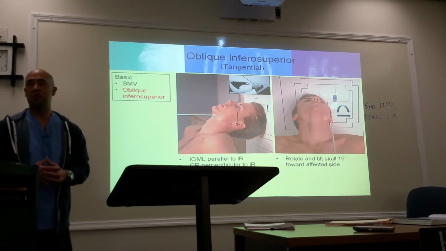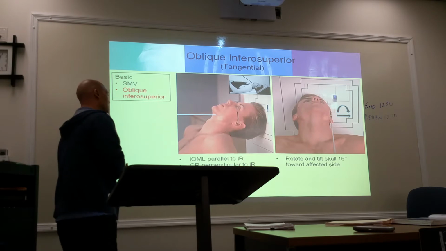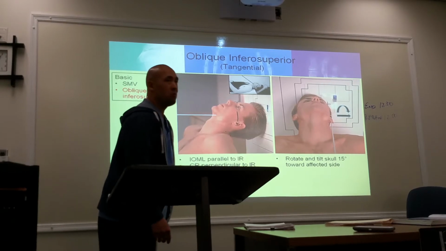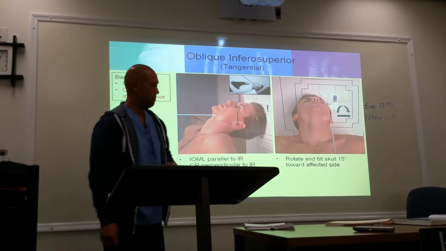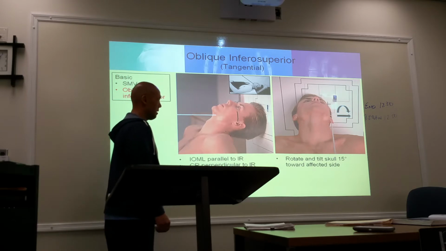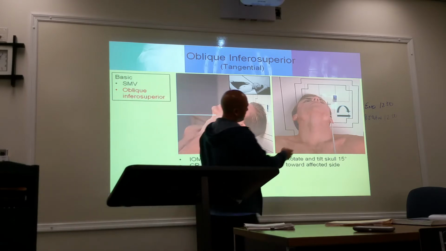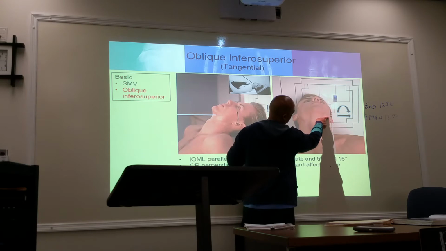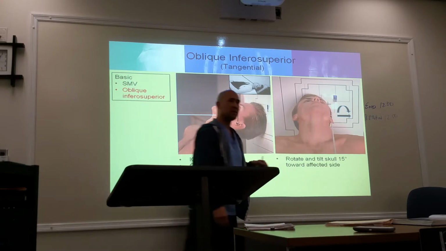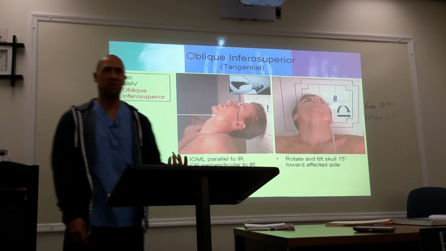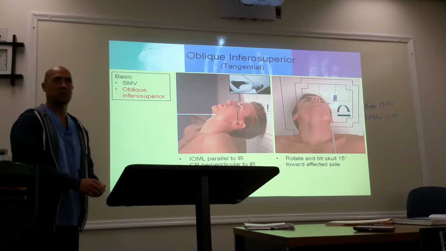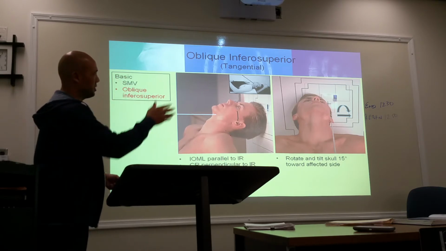Okay. Central ray is going to skim the ramus of the mandible. It generally enters right about here, right where the jaw is, and you're going to skim it. That's why it's called tangential. I don't think you guys have heard that term since the beginning of the semester, or last semester. Okay, so we're skimming it.